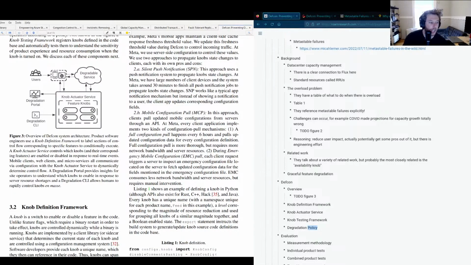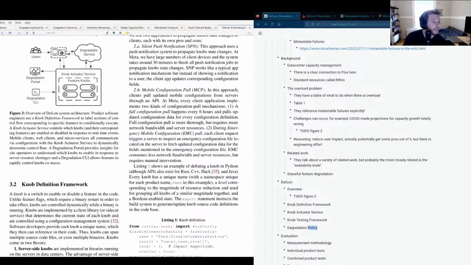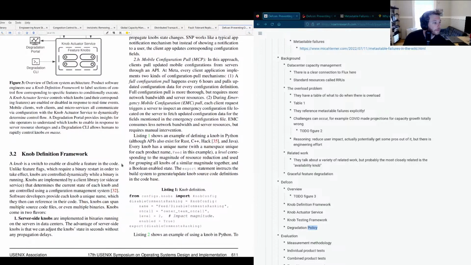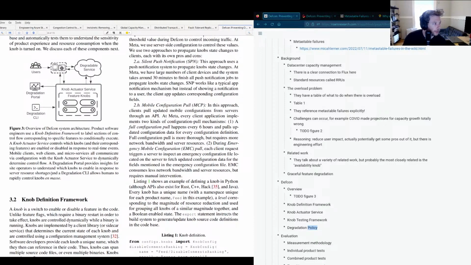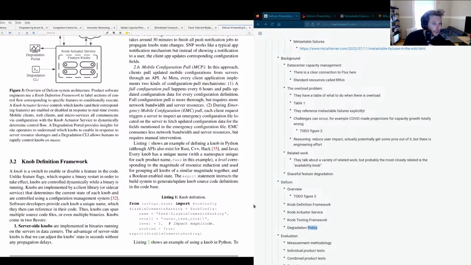I'm also curious how many of the features are integrated with this knob framework. Okay. Okay. So there's a framework.